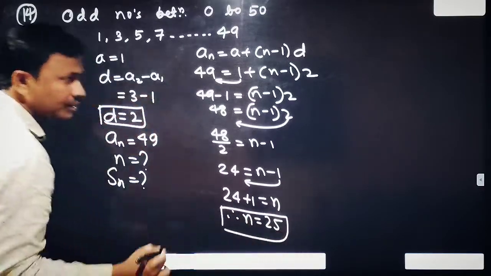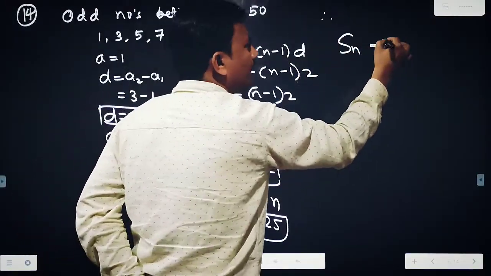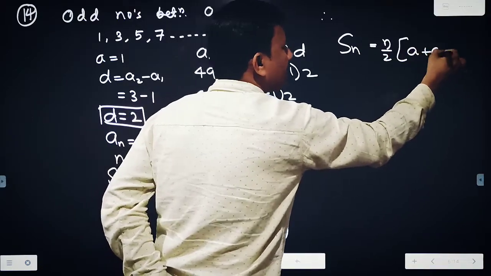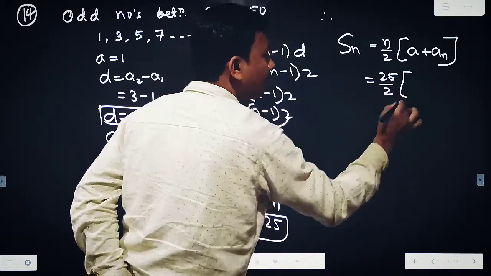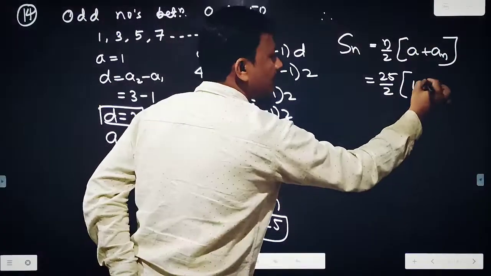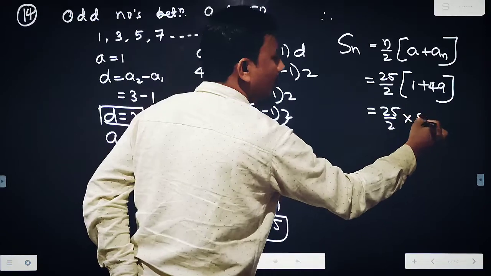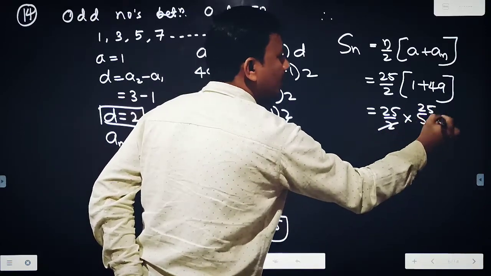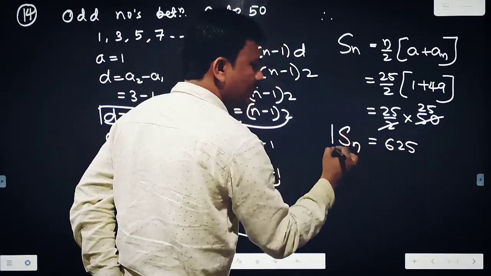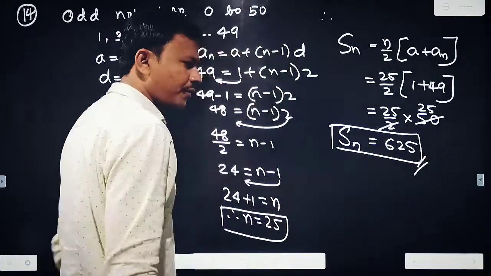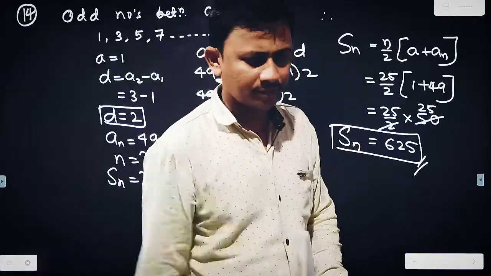What we need to find out? Sn. Therefore Sn is equal to n by 2 in bracket a plus an. What is the n value? 25 divided by 2. What is the first term? 1. Last term? 49. This is equal to 25 divided by 2 into 50. 2 25s are 50, so 625. Sn is equal to 625. The sum of odd numbers between 0 to 50 is 625.